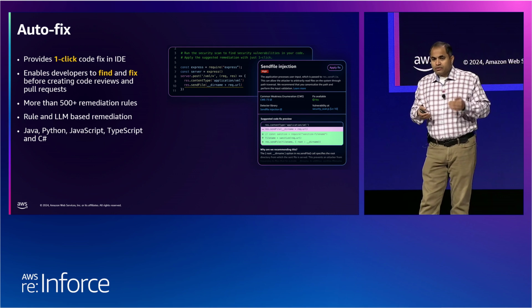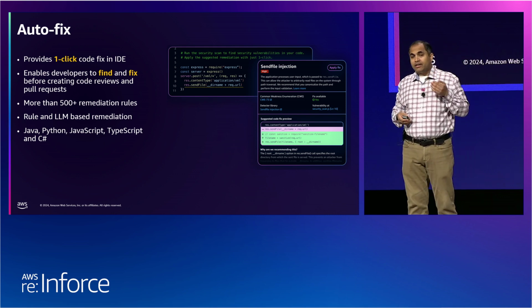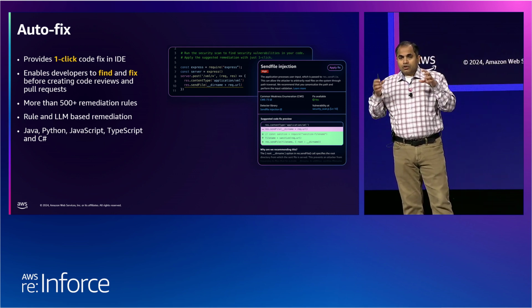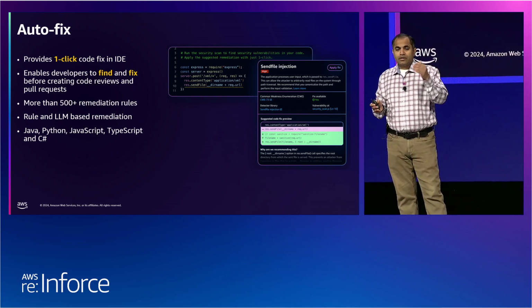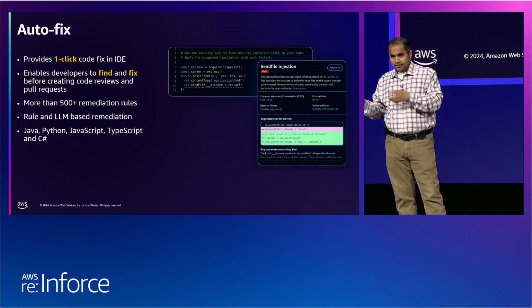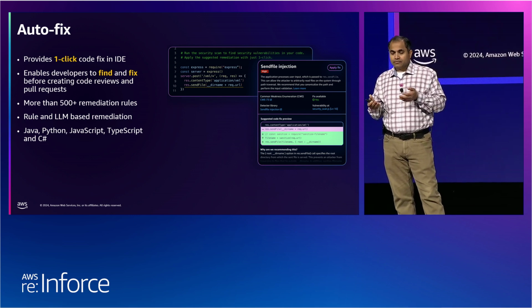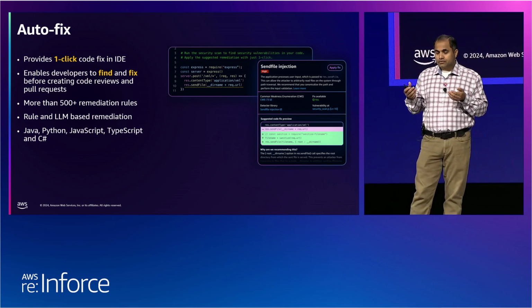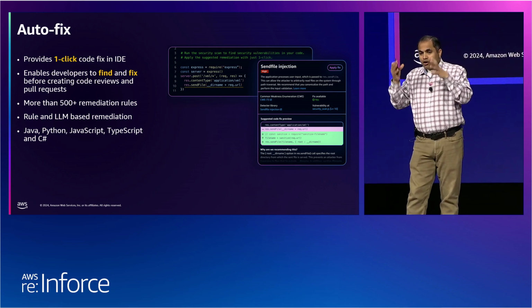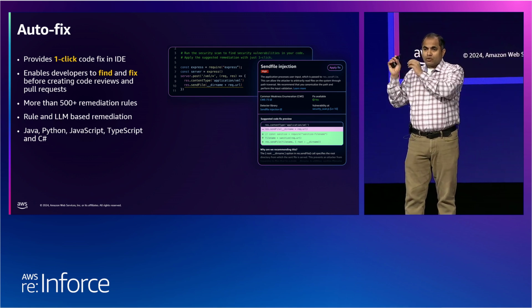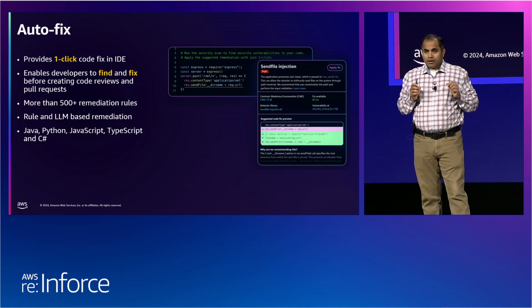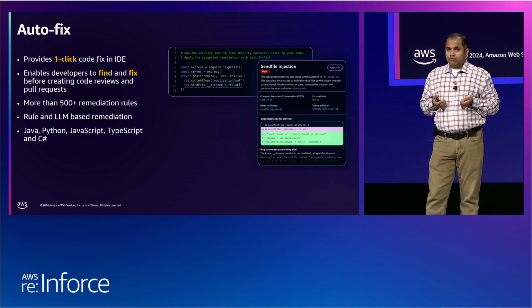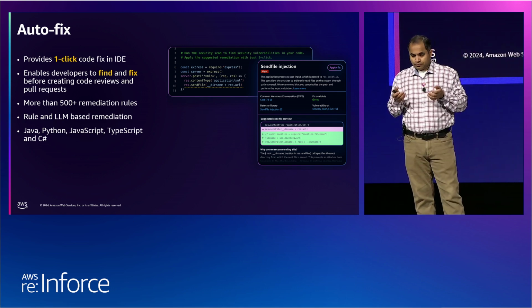So to reduce that pain point, we have added an auto fix feature in the IDE. When we give you the finding, we also give you the code patch. And here we use generative AI technologies to generate these code patches. We have both rule-based and LLM-based solutions. Along with the finding, you get a code patch, and you can apply that code patch in your IDE with one click. This saves a lot of time for developers because they don't have to do all that research work.